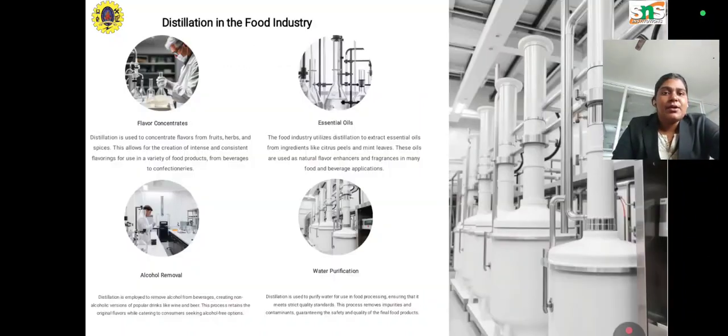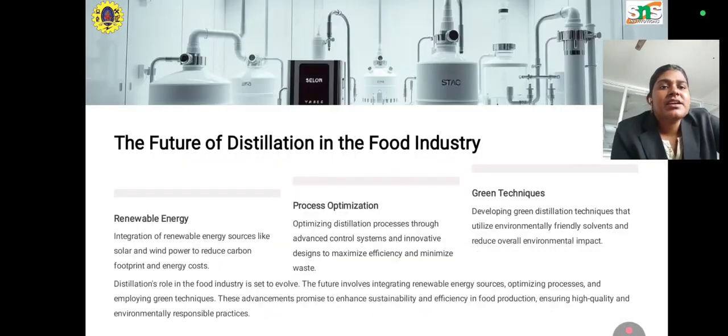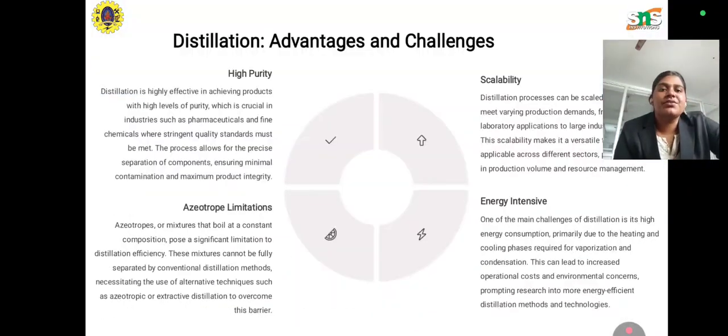And next let us see the distillation in the food industry. It is used for essential oil extraction, water purification, alcohol separation, and also in flavor concentration. Next, here are the advantages and disadvantages of the distillation process. High purity can be gained and scalability can be achieved. These are the negative points: there are some limitations, and it is energy intensive.